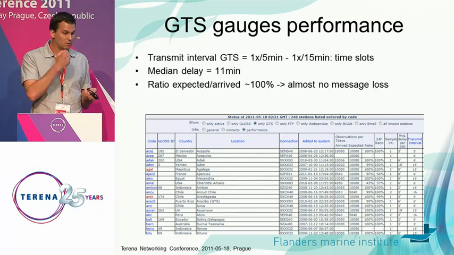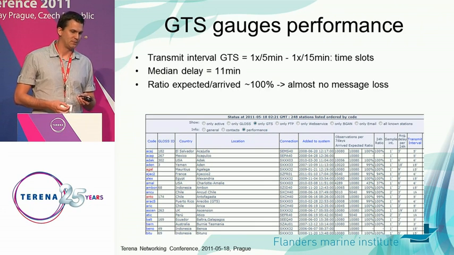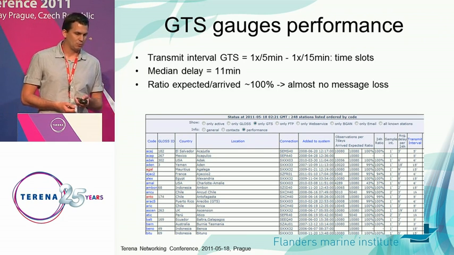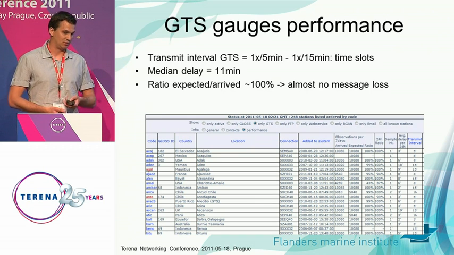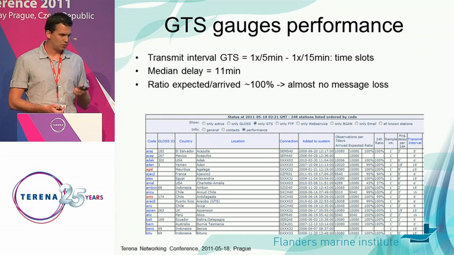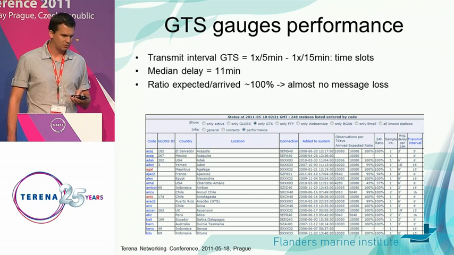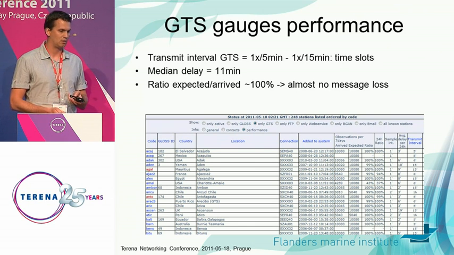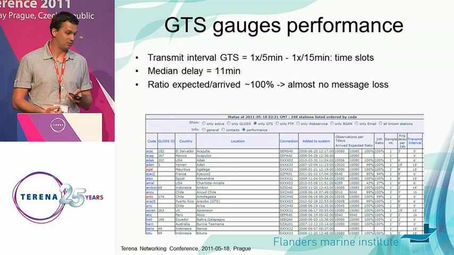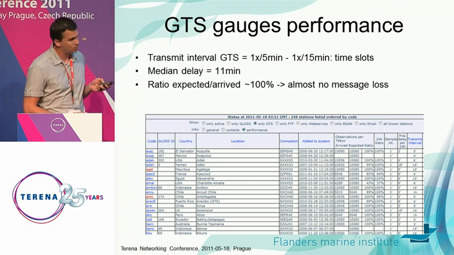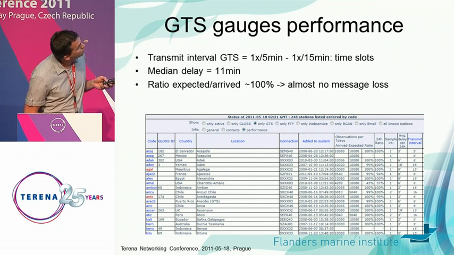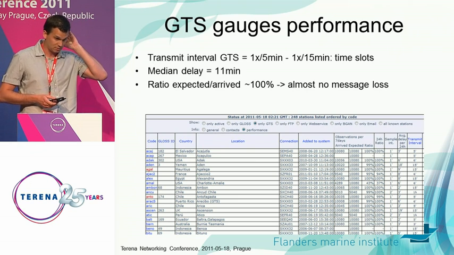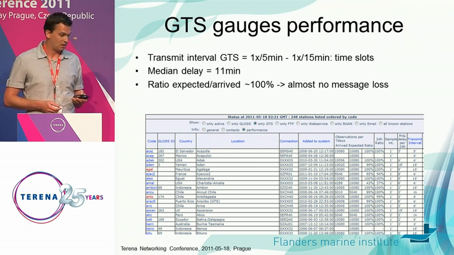The median delay from the GTS gauges is 11 minutes. So this could be better, of course, but we have to look at how to solve this. Ideally, it would be 5 minutes, because then you have zero delay. We also calculate a ratio, which is the expected number of messages that should be arriving divided by the messages that have really arrived. So as you can see, this is all close to 100%, so we don't lose any messages or anything, which means that the GTS system is really reliable.